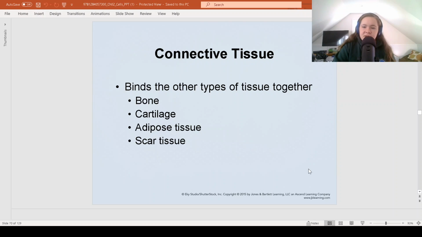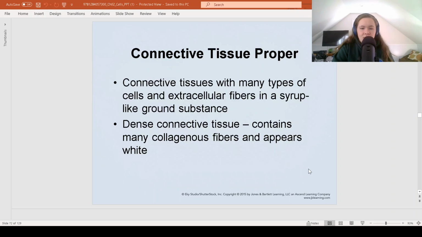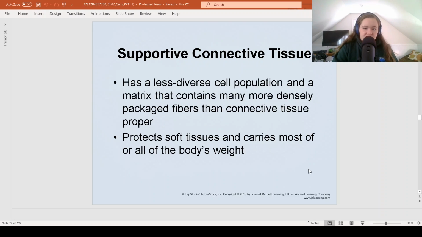Connective tissue binds other types of tissue together, such as bone, cartilage, adipose tissue, and scar tissue. This kind of stuff, it does that. Connective tissue proper: connective tissues with many types of cells and extracellular fibers in a syrup-like ground substance, and dense connective tissue contains many collagenous fibers and appears white. We have loose connective tissue, which is adipose tissue, areolar tissue, and reticular tissue. Oh man, I love that word.